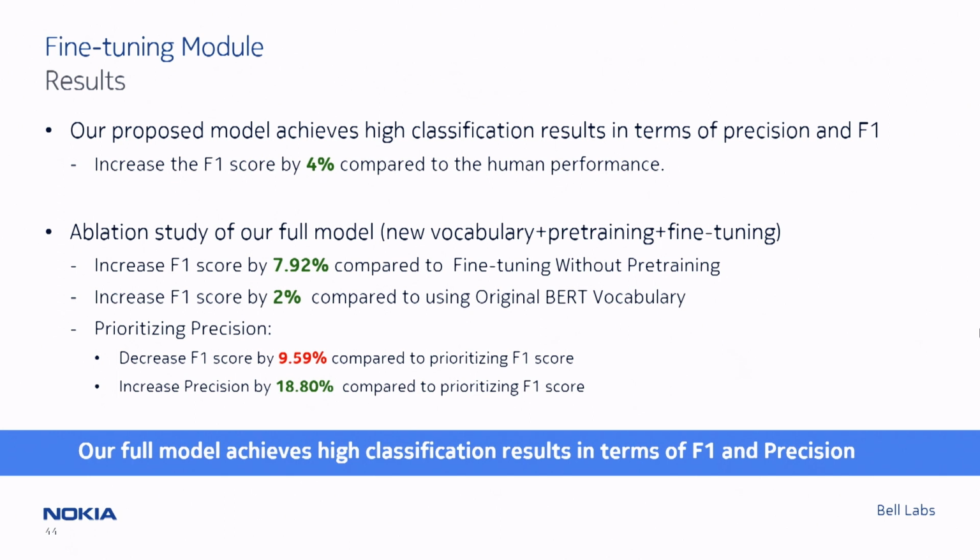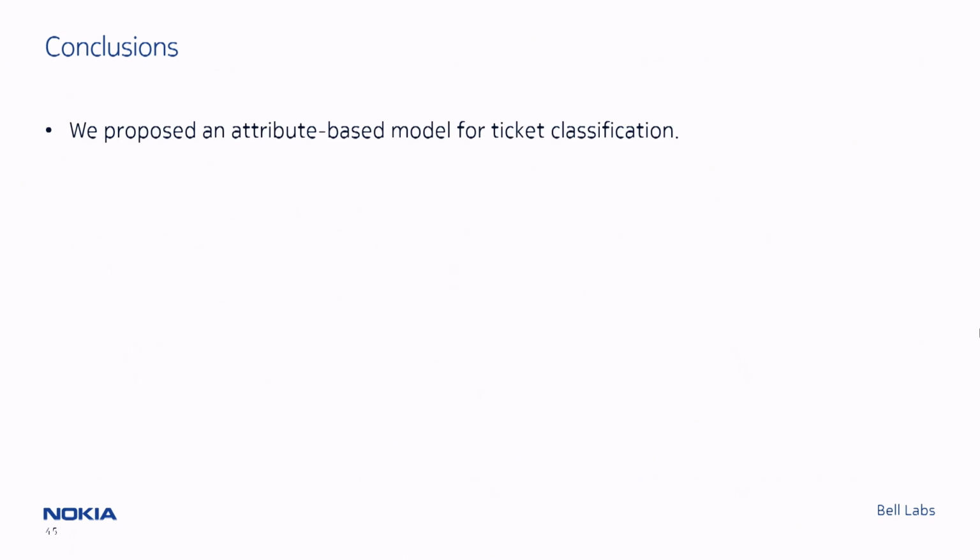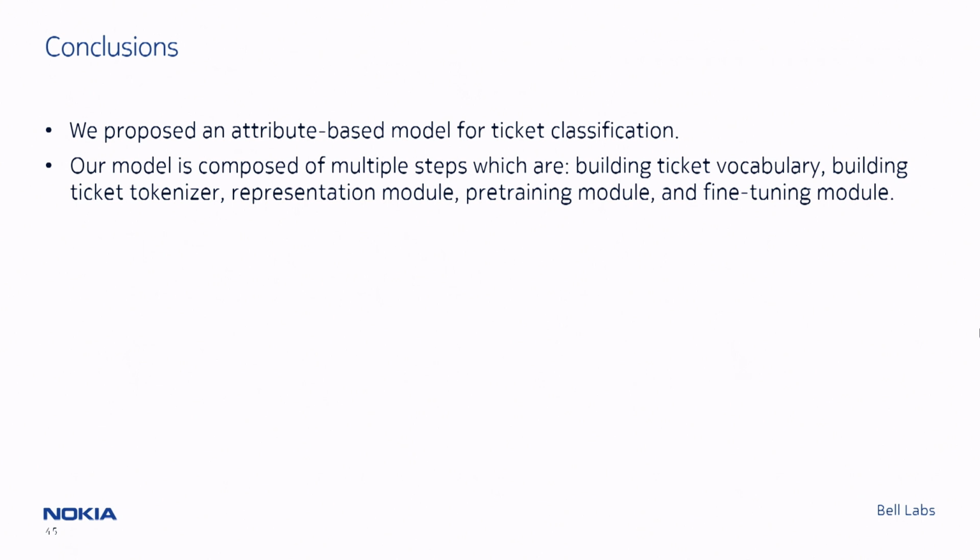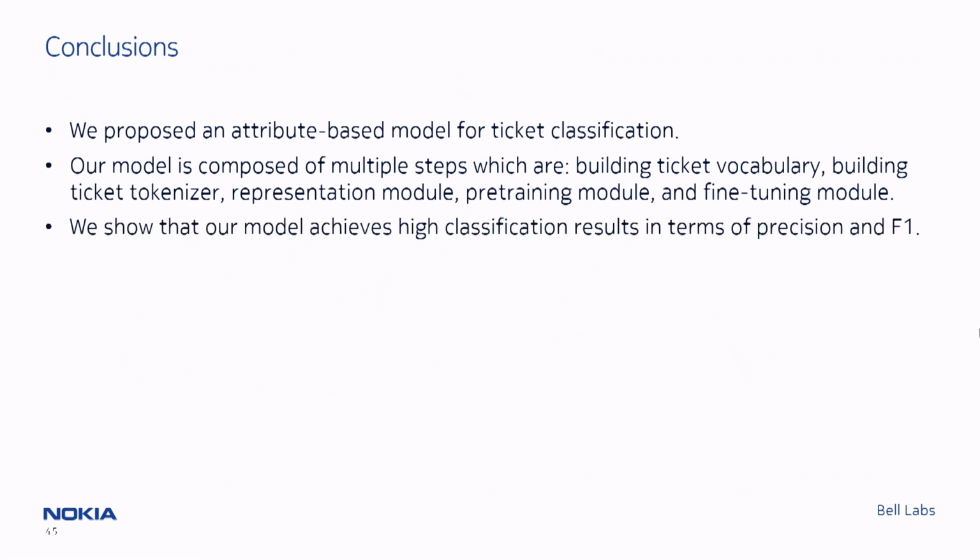To conclude, we proposed an attribute-based model for ticket classification. Our model is composed of multiple steps, which are building new vocabulary, building a new tokenizer, representation module, pre-training module, and fine-tuning module. We show that our model achieves high classification results in terms of precision and F1 score.